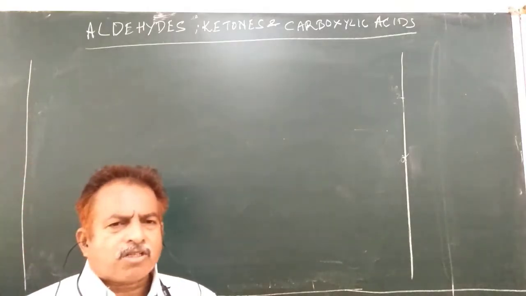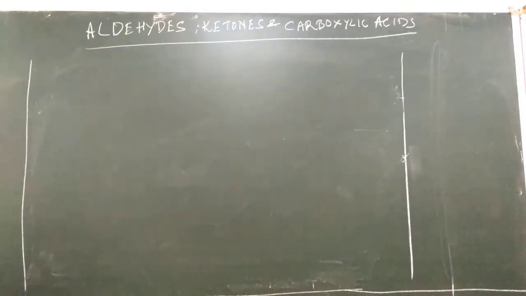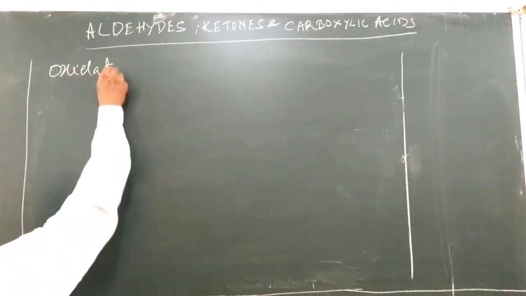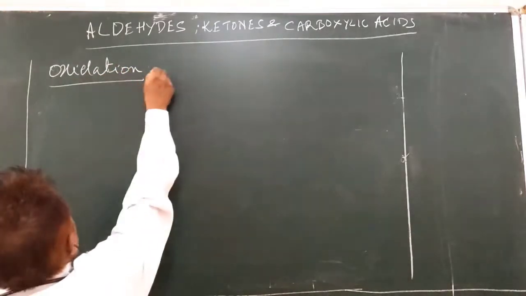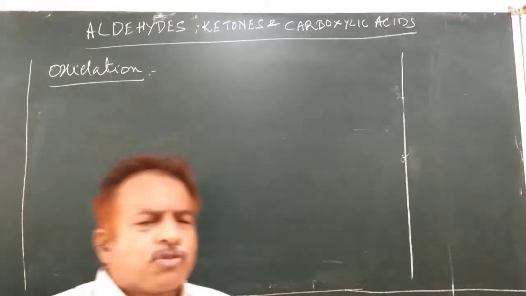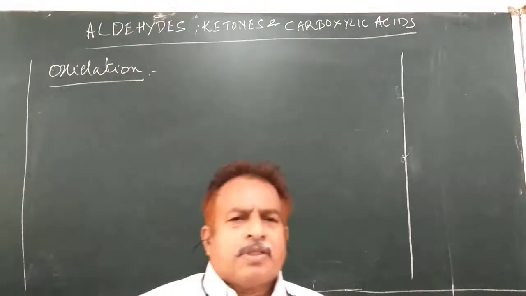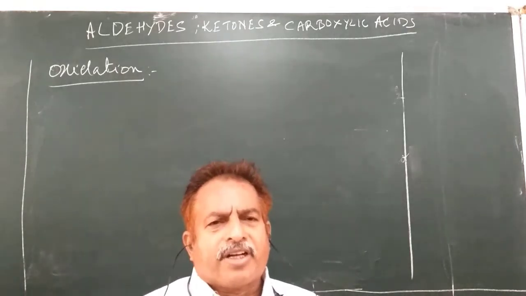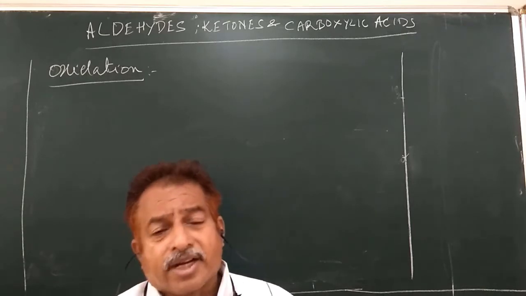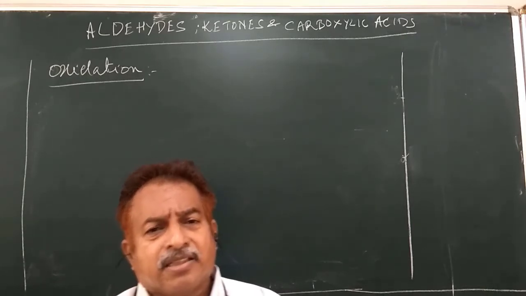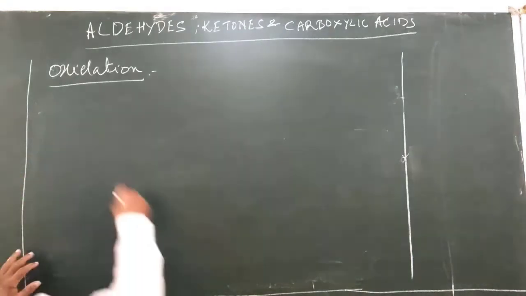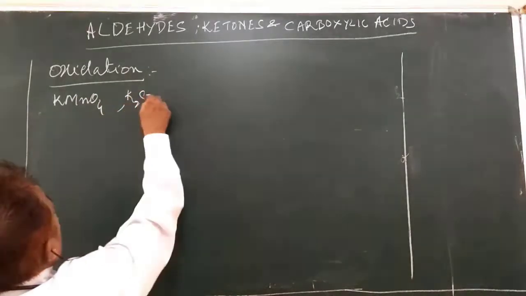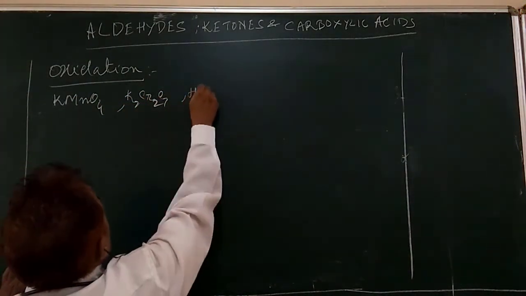Now let us discuss oxidation reactions. Aldehydes and ketones both are oxidized in the presence of common oxidizing agents like acidified potassium dichromate, acidified potassium permanganate, nitric acid, etc. And acids are formed. KMnO4, K2Cr2O7, nitric acid, etc.